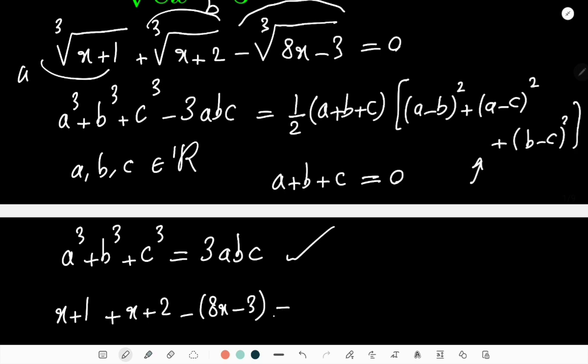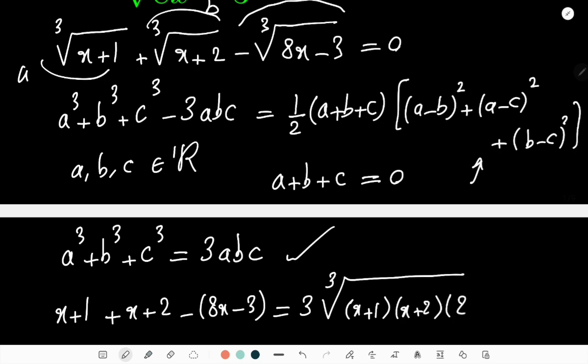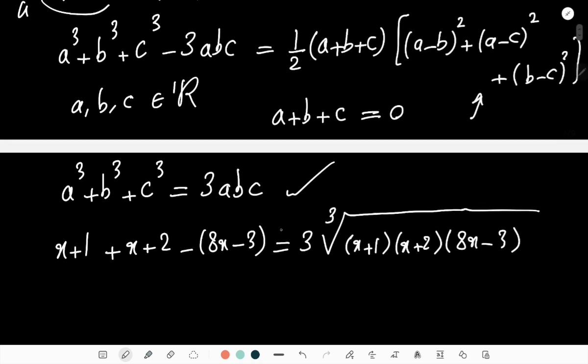This is equal to 3 times, well, all of them go under cubic root. So it will be x plus 1 times x plus 2 times 8x minus 3. Okay, so this is what I get. What do I have on the left side? On the left side, let's simplify this. I get 2x minus 8x, which is minus 6x. And then I have 3 plus 3, which is 6, which can, by the way, be written as minus 6 times (x minus 1).